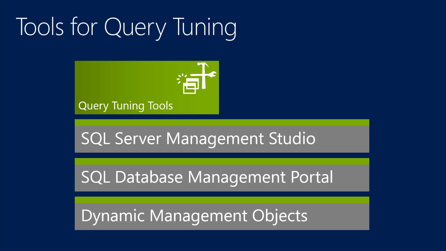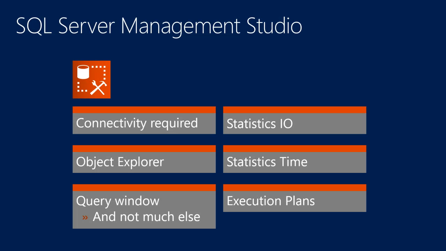We're going to start with SQL Server Management Studio. You're developers and DBAs, you know SQL Server Management Studio. This is, again, a no-brainer. Connectivity is required. You can get statistics I/O, open up Object Explorer, get statistics time, execution plans, the query window, things like that. All of these are available for you to use. What you use today, you can use against Windows Azure SQL Database. Beyond that, not much else, but it's there, so take advantage of it. Did I miss anything? No, it's perfect, everything's there.